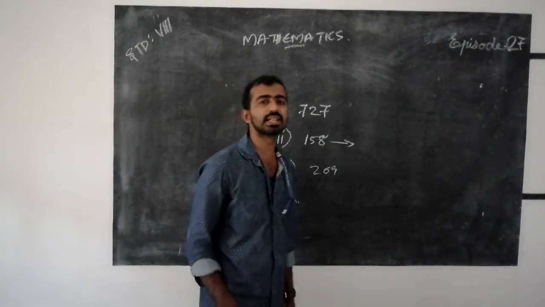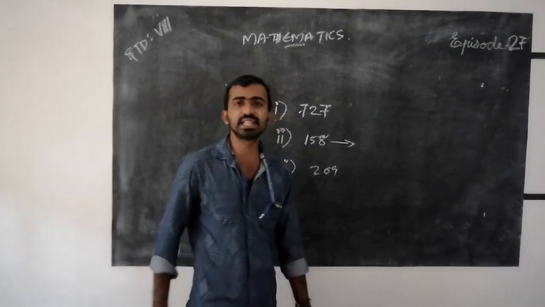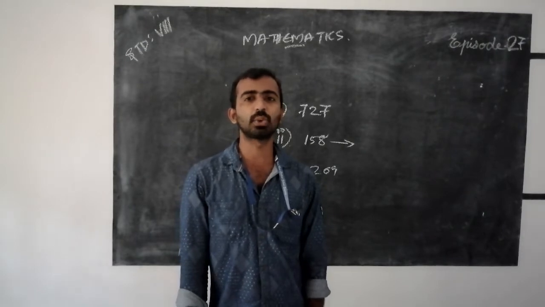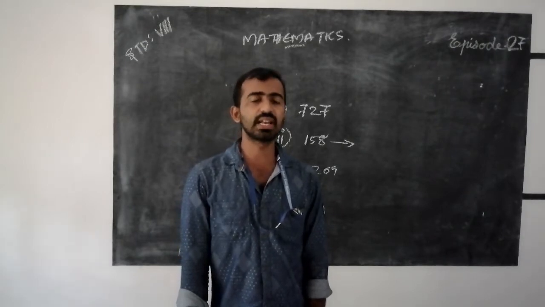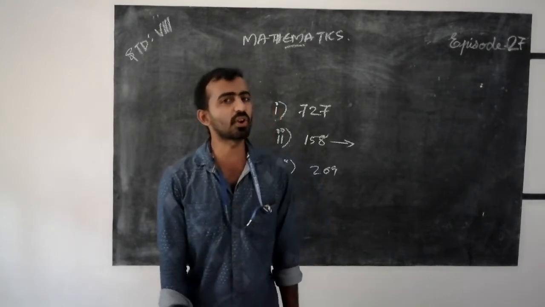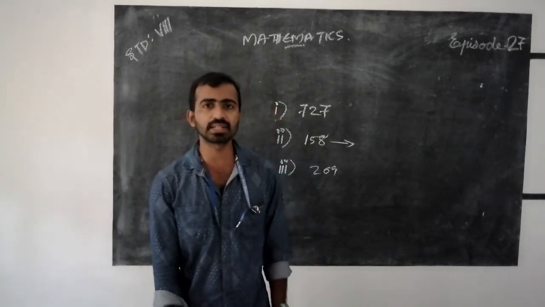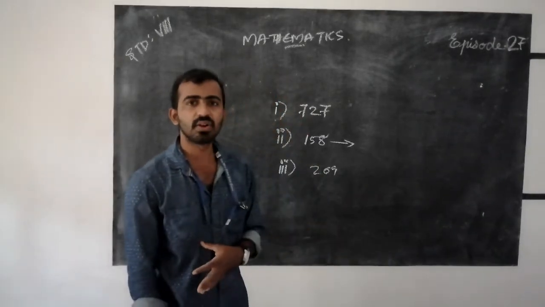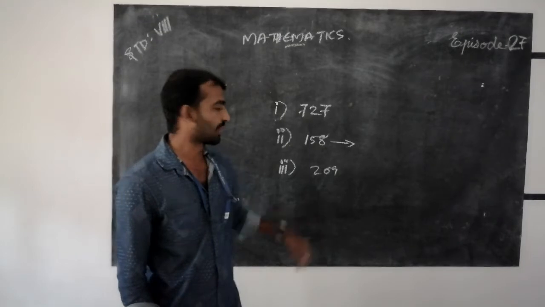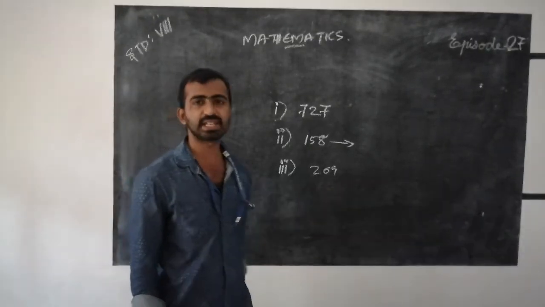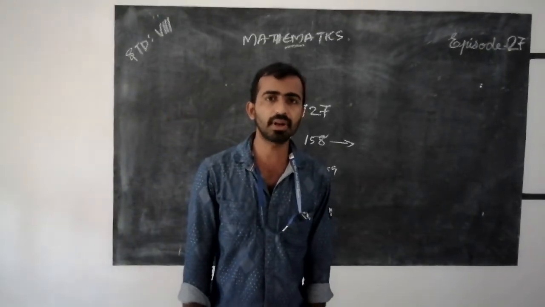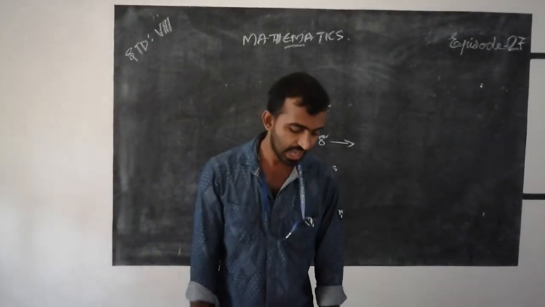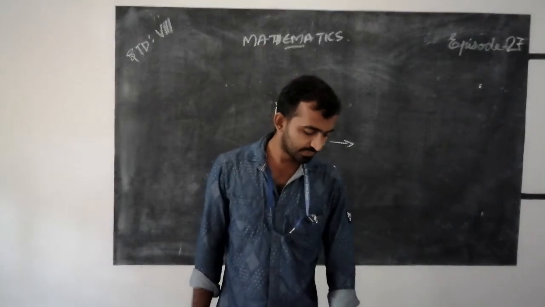And next one is 269. Here 9 is an odd number. When we take the square of 269, we get the result as an odd number. Here the unit place is 9, and 9 is an odd number, so we get the result as an odd number. Easy.